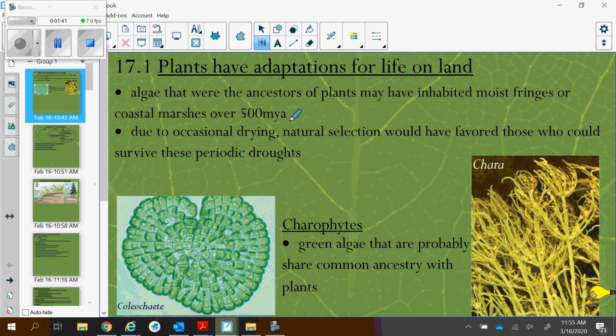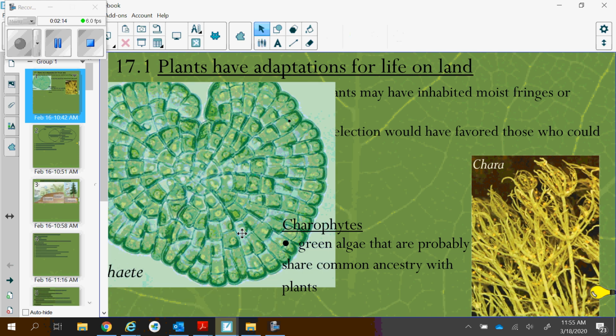So one of the important things to remember is that piece of natural selection, occasional drying. Plants that were living in environments that were moist but near the dry areas would have been a selective factor for those that could survive periodic drought. Okay, so just envision that for a moment. Any plant that was getting more sunlight, less moisture, that could tolerate it, reproduce, all this fitness thing we've talked about all year.